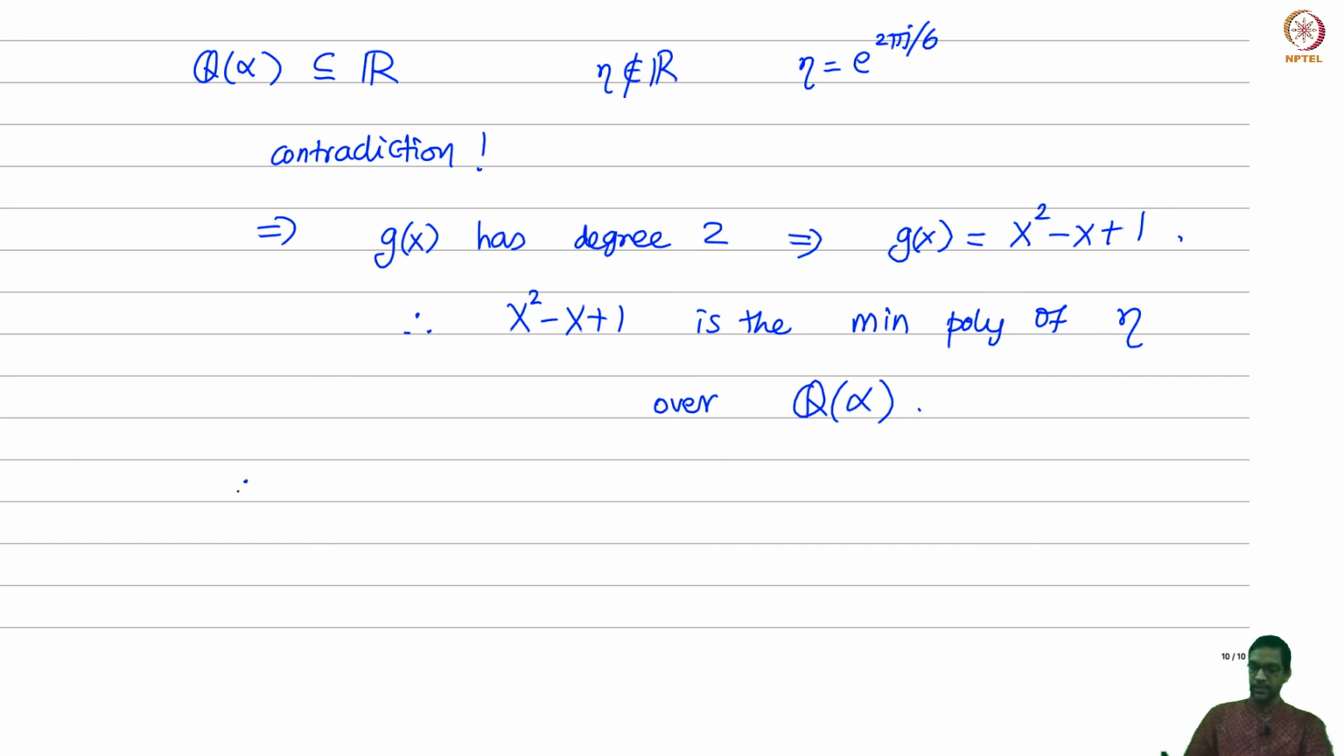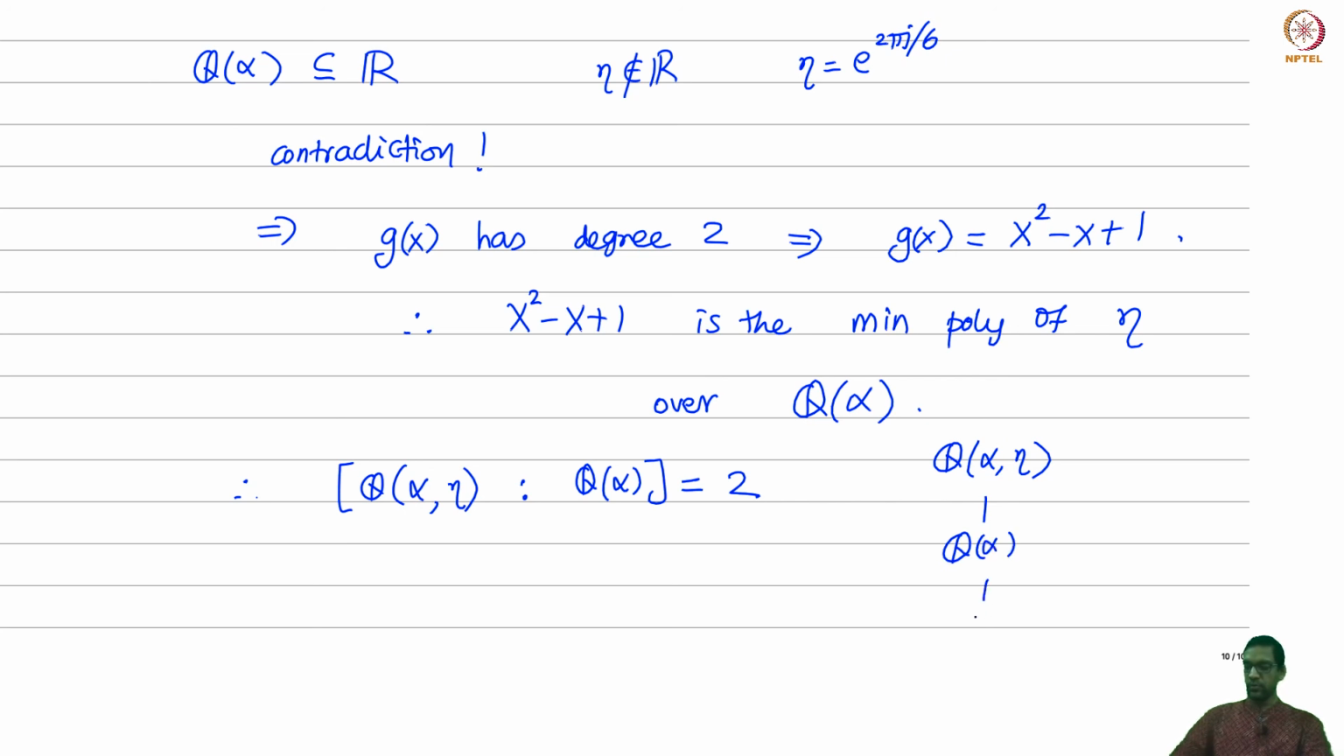Okay, so what that means finally is that the degree of this extension Q(alpha, eta) over Q(alpha) is 2. We'll put these two things together: Q(alpha, eta), Q(alpha), Q. We already showed that this extension had degree 6. We showed that this extension had degree 2, and the tower therefore has total degree 2 times 6, which is 12, by using this theorem on degrees of a tower of extensions.